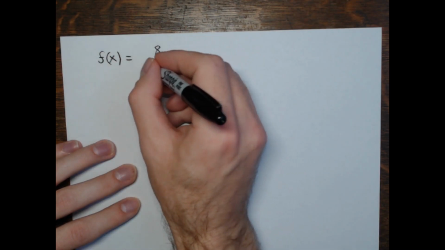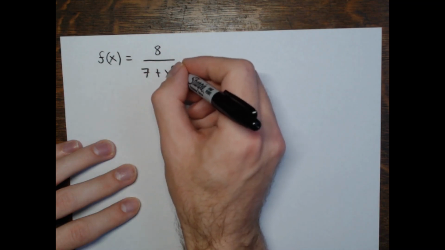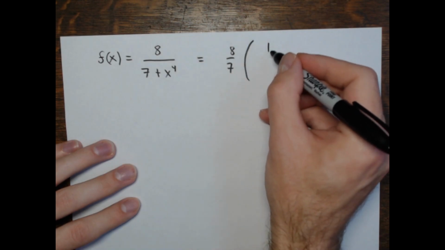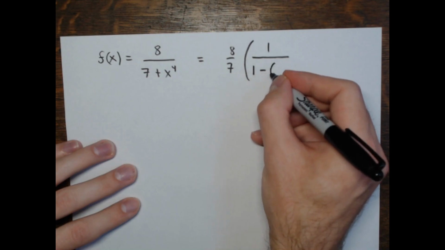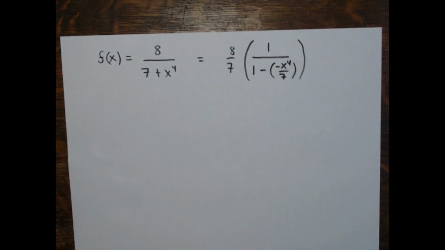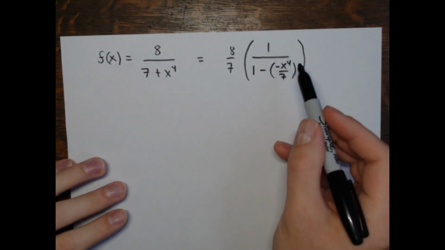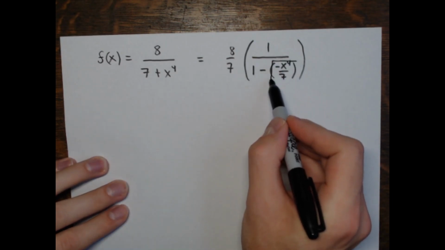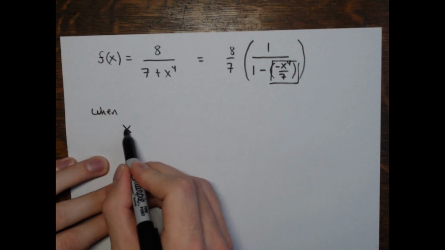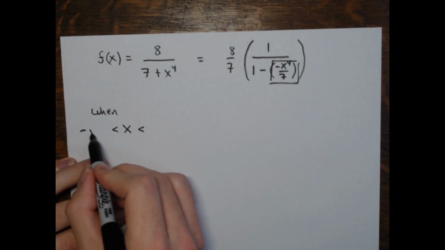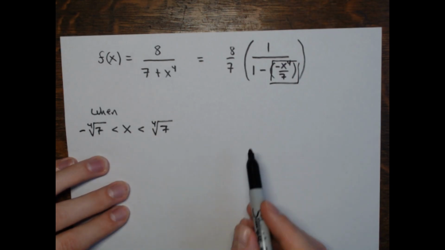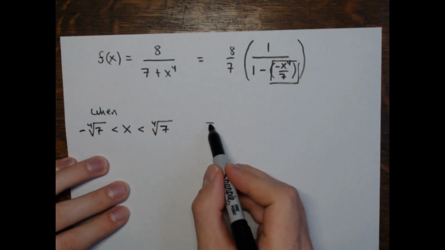So f is 8 over 7 plus x to the fourth, which I can think of as 8/7 times 1 over 1 minus negative x to the fourth over 7. All right, because that'd be 1 plus x to the fourth over 7, minus negative x to the fourth over 7. So as long as this thing in the box here, the negative x to the fourth over 7, is between negative 1 and 1, meaning that x has to be between negative fourth root of 7 and positive fourth root of 7, right? When x is between those values, we can write a series that'll converge to this.